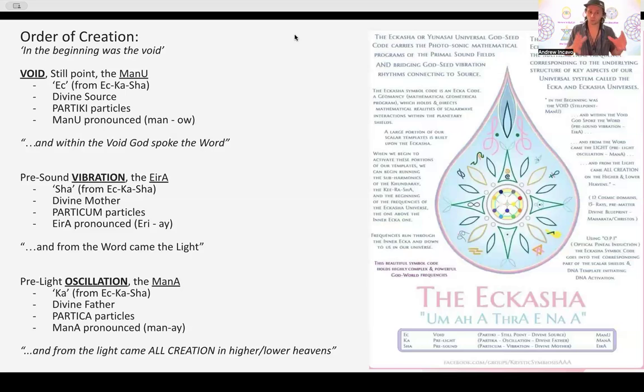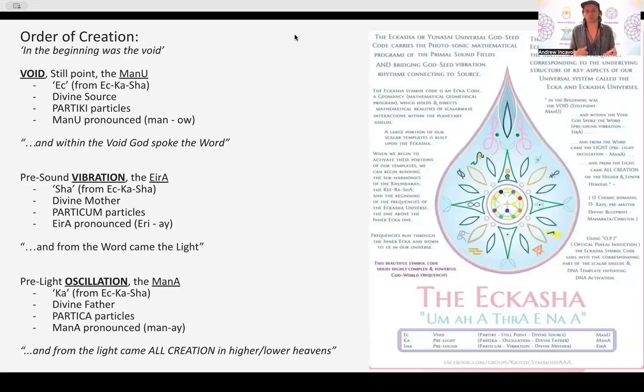So the next category here is pre-sound vibration, or the Eir-A. It's spelled E-I-R, capital A, and it's pre-sound vibration. So we had the Ek, and then we have the Sha. The Sha is the pre-sound vibration. It's known as the Divine Mother, and I'm putting them in this order because that's the order of creation, technically, of the word Akasha anyway. In terms of order of creation, we went void, and now we have pre-sound vibration. So it's the Sha from Akasha. It's the Divine Mother or the Divine Feminine, however you want to think about this. And these are represented by particum particles. So the void had partichi particles, and the pre-sound vibration Eir-A, the Divine Mother, has particum particles. We'll speak to that more in the next slide. And it's pronounced Eir-A, right? The capital A in Anuhazi is an A sound, not an ah sound.